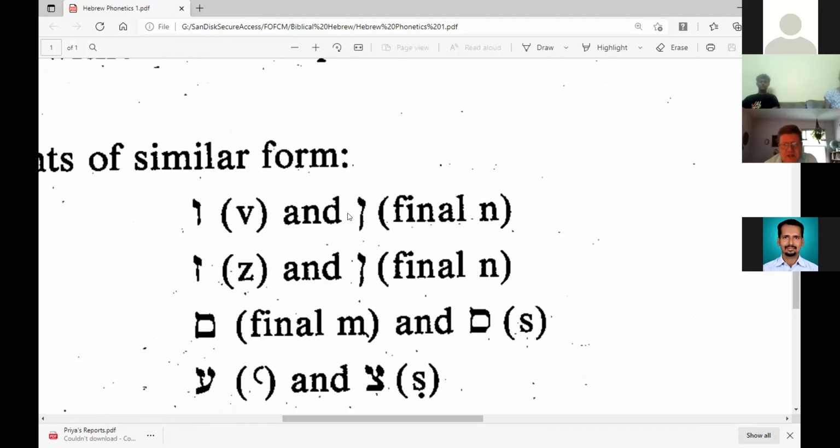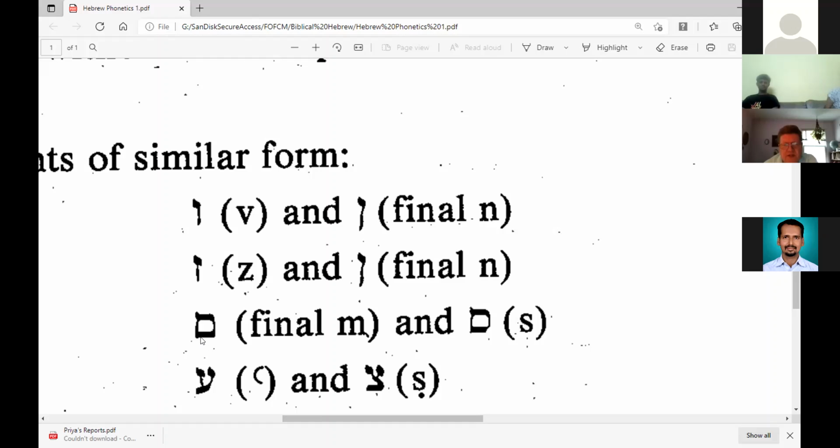Okay, the nun and the final nun. The final nun is extended down. The vav and the final nun look similar, except that the final nun extends further down, similar to the zayin. Whether it's in the middle of the word, the beginning, or the end, the zayin is the same. And the zayin basically has that extension on the top right and doesn't go down as far as the final nun.